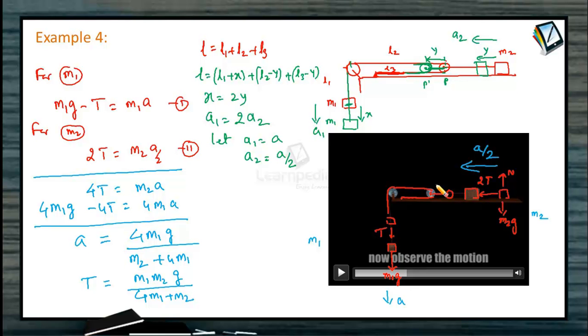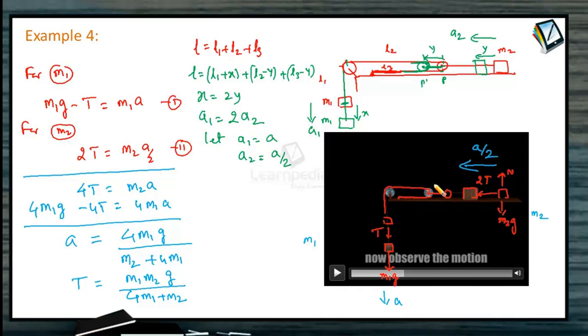Now, another example, we will take it up. This example, you need to analyze and make the constraint first, then make the free body diagram. Let us go into the next example.